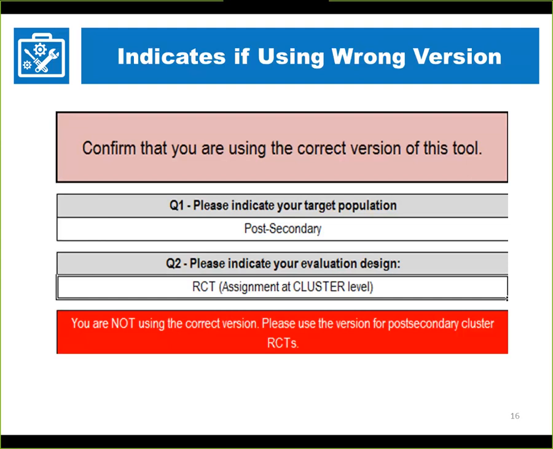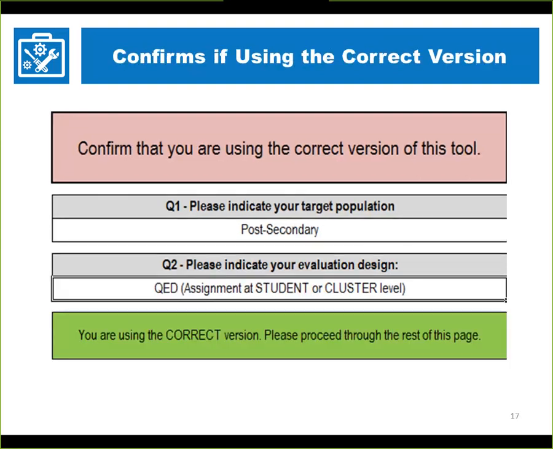And then when this statement appears indicating that you are not using the correct version, you'll be directed to the correct version of the tool for the education level and evaluation design that you've indicated. So in this case, the message back to the user says, please use the version for post-secondary cluster RCTs. When you're using the right version of the tool, you will receive a message in a green box stating that you are using the correct version.